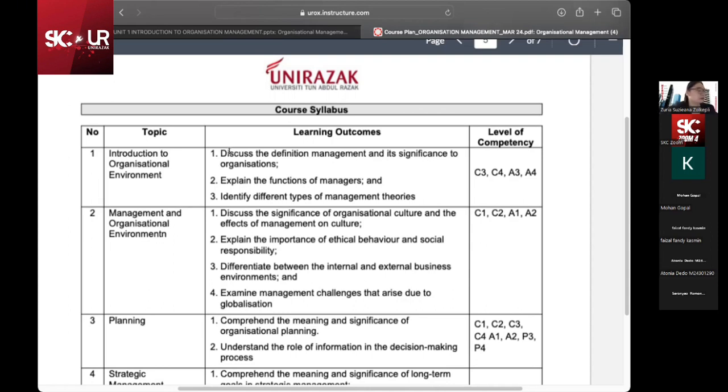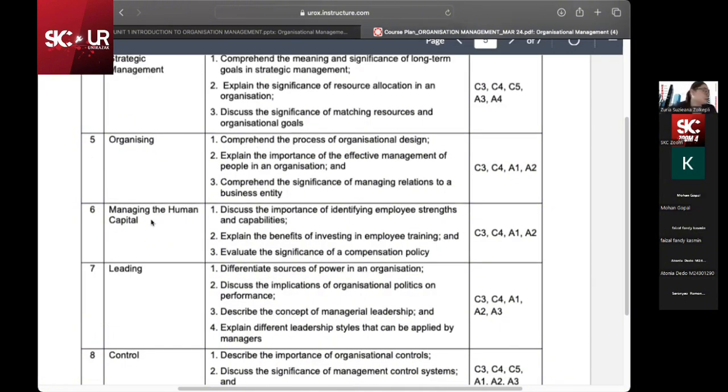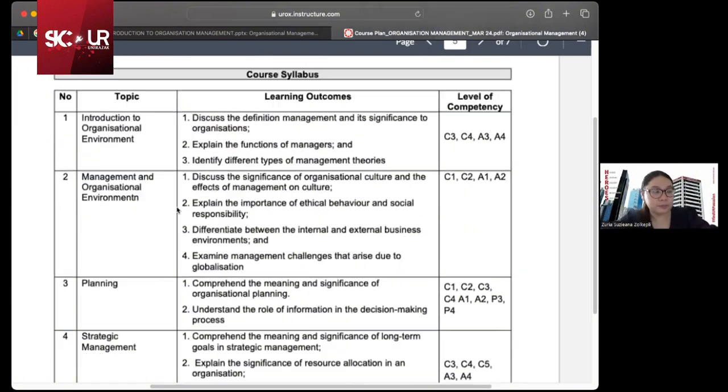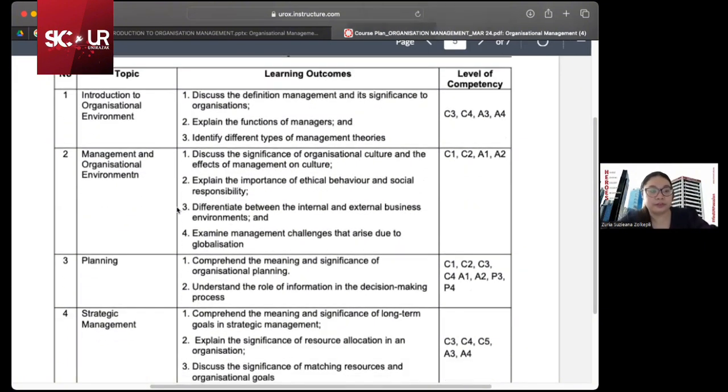For example, we have this topic, managing the human capital. They have about three different chapters under managing human capital, so we only have one. They put everything inside here. Okay, so don't worry. We are going to cover everything.